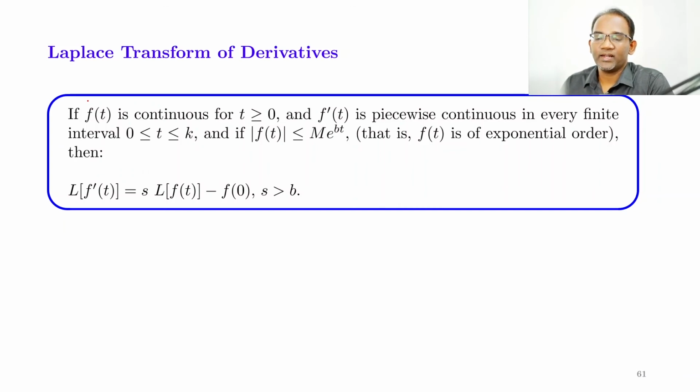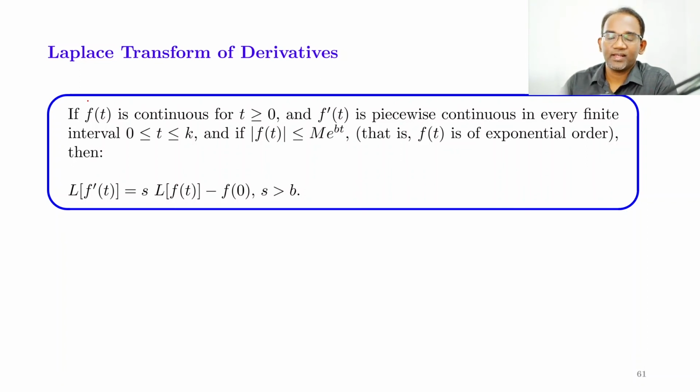If f(t) is continuous for t greater than or equal to 0 and its first derivative, that is f'(t), is piecewise continuous in every finite interval t between 0 and k, and if |f(t)| is less than or equal to M e^(bt), that is f(t) is of exponential order, then the Laplace transform of the first derivative of f(t), that is f'(t), will be equal to s times the Laplace transform of f(t) minus f(0), provided s greater than b.